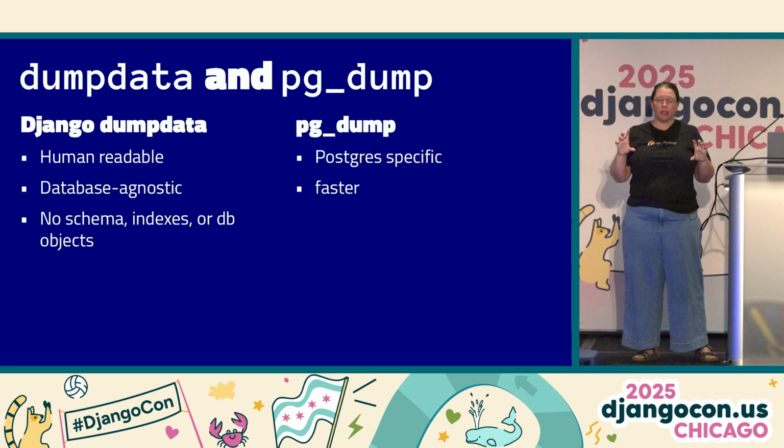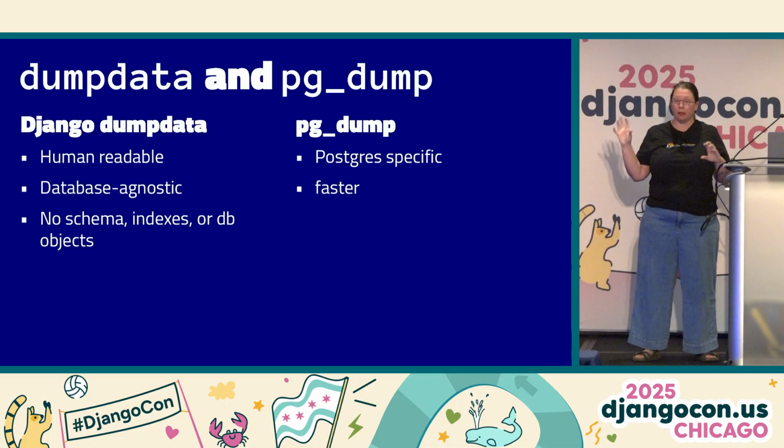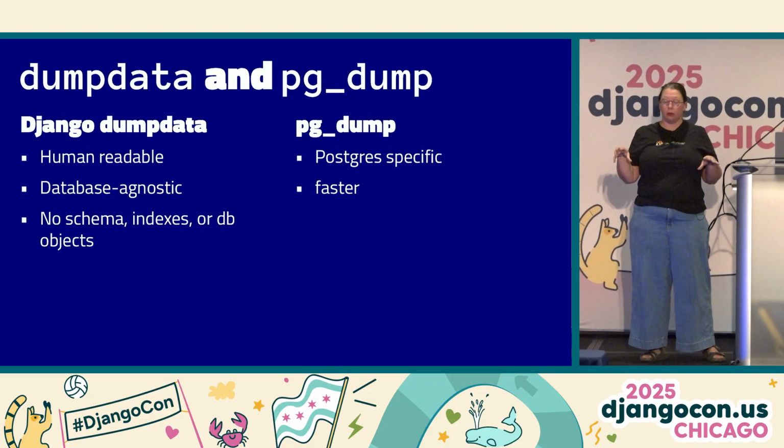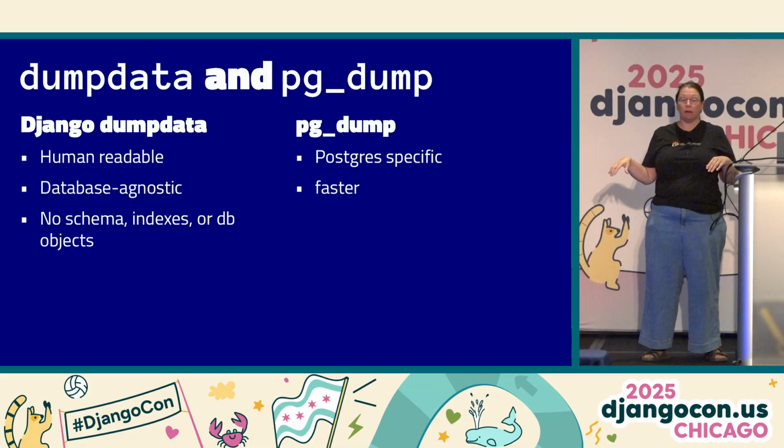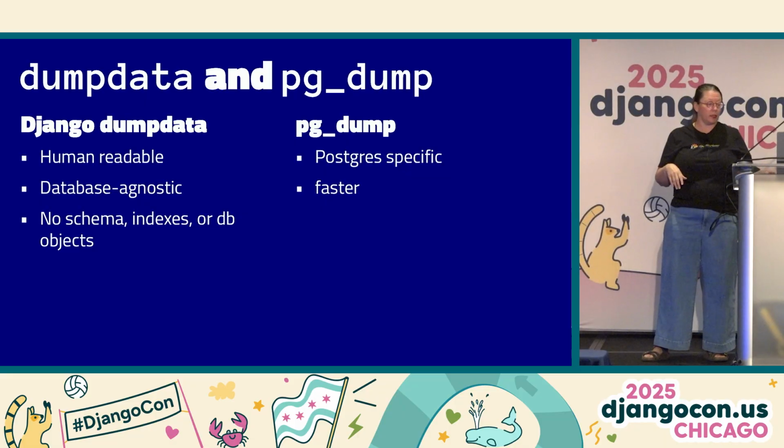Django has a little dumpdata tool. pg_dump is different than that. So if you've never used the pg_dump tool, it's Postgres specific. It's a little bit faster. The Django dump tool is meant to go between databases and data platforms, so it doesn't have Postgres-specific things in it, like schemas and indexes.